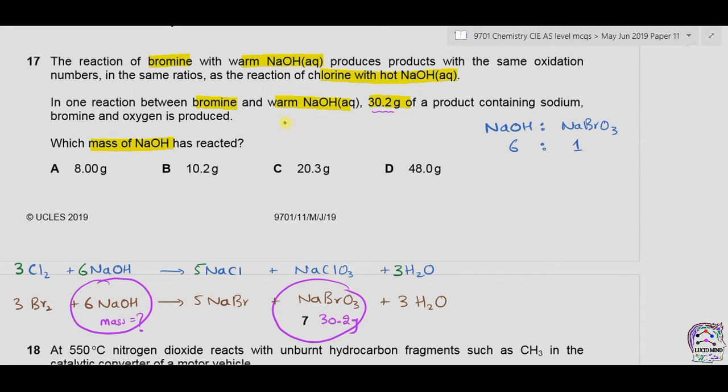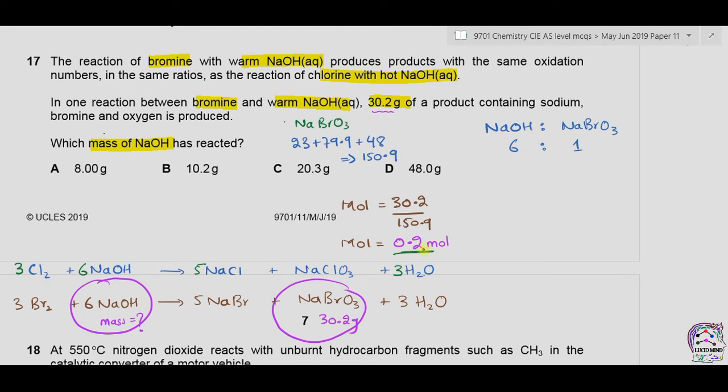So we have mass which is given as 30.2 and molecular mass of NaBrO3 will be, it is 23 for sodium, 79.9 for bromine, and for 1 oxygen it is 16, so for 3 oxygen it will be 48. So the total molecular mass of sodium bromate is equal to 150.9. We can find the number of moles as moles is equal to mass in grams divided by molecular mass. So mass in grams is 30.2 and molecular mass is 150.9. So number of moles are 0.2 moles.